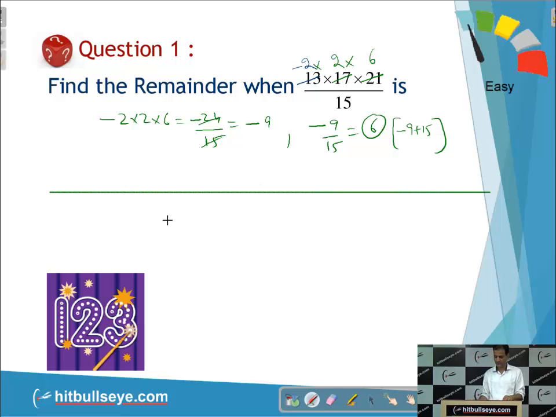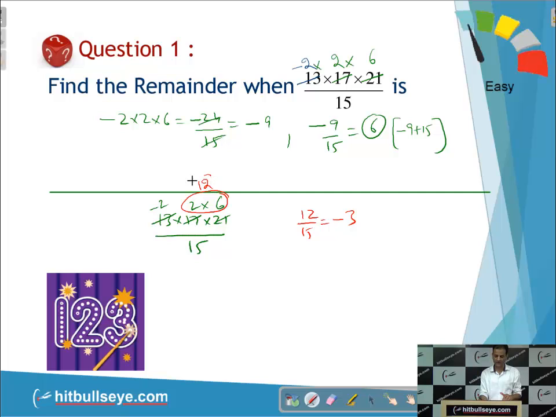Like 13 into 17 into 21 when divided by 15. Again same, minus 2 into 2 into 6. Now what you can do here, students, instead of multiplying the whole number, I am telling you because you will understand later on when the big numbers are there, you can break it into smaller numbers. Like I will take 6 into 2. What is 6 into 2? 12.